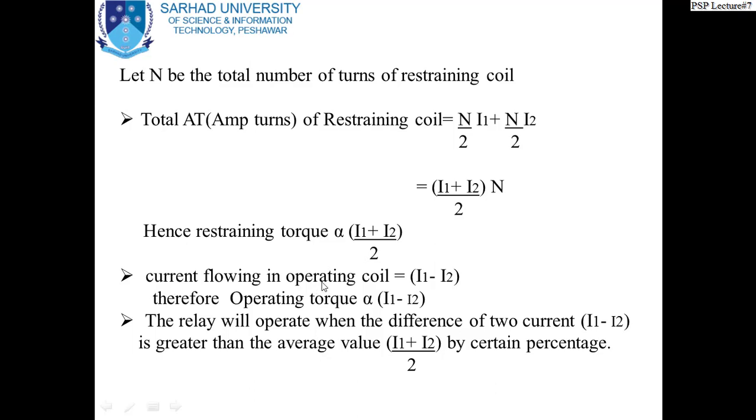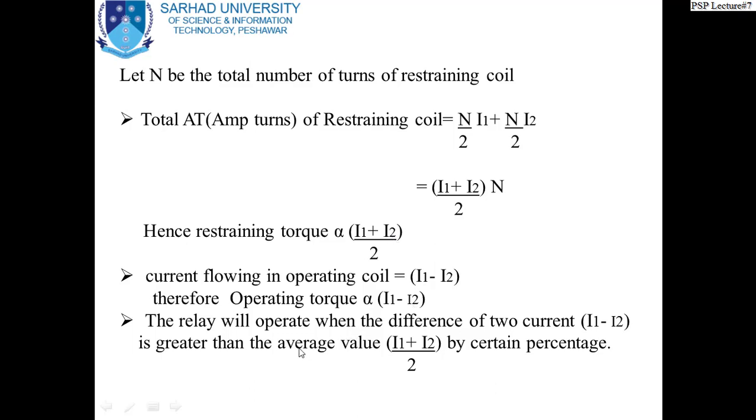Now, current flowing in the operating coil is I1 minus I2. Therefore, operating torque is directly proportional to I1 minus I2. So now, see here, the operating torque is directly proportional to the difference of the two currents, and the restraining torque is directly proportional to the average value of these currents. Okay.